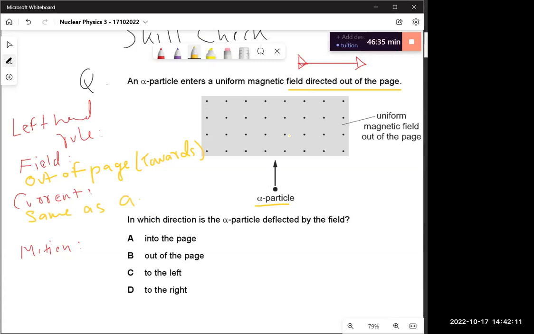Now where is alpha going? The alpha is not going into the page, it's going up. Into the page is always a cross. We'll write upwards. Now find the motion with the left hand rule.